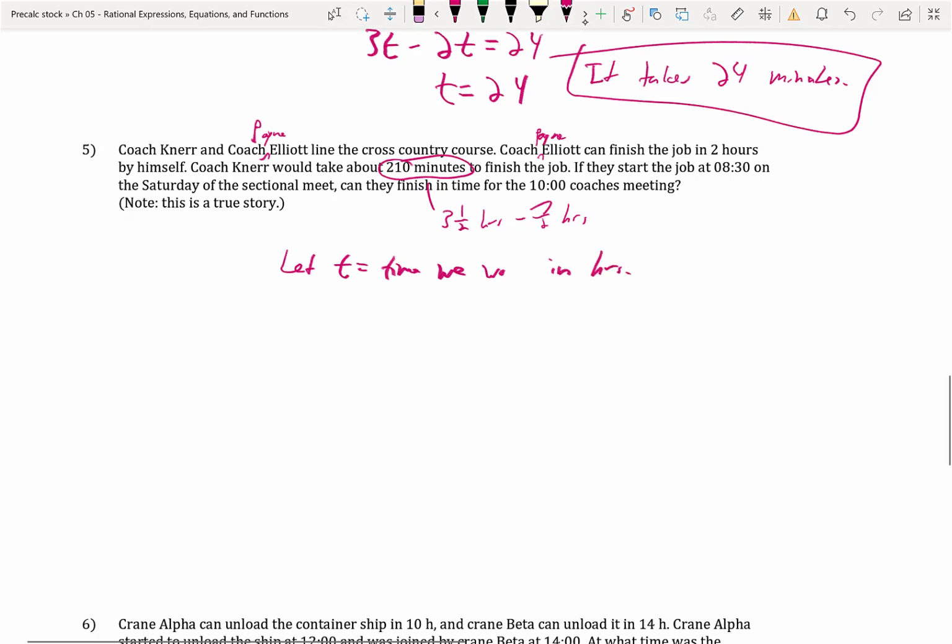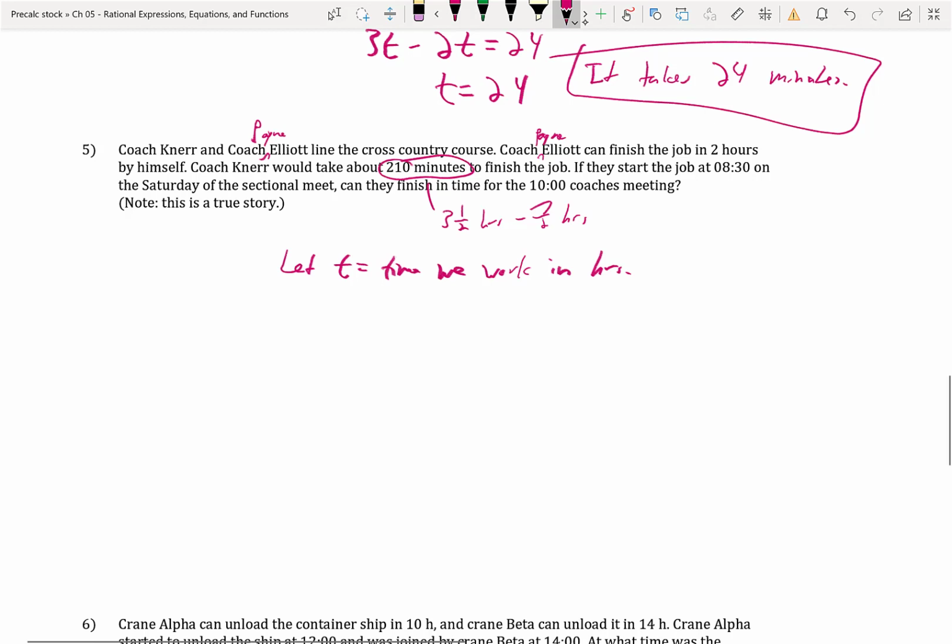And I'm going to do my own advice here and read this just once. Coach Kinnear and Coach Payne-Elliott line the cross-country course. Coach Payne-Elliott can finish the job in 2 hours by himself. Coach Kinnear would take about 3.5 hours to finish the job. If they start the job at 8:30 on this Saturday of the sectional meet, can they finish in time for the 10 o'clock coaches meeting?